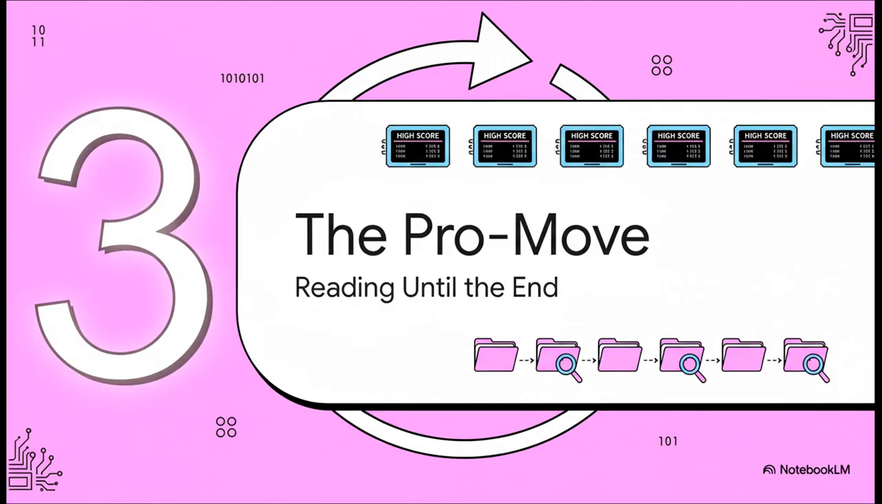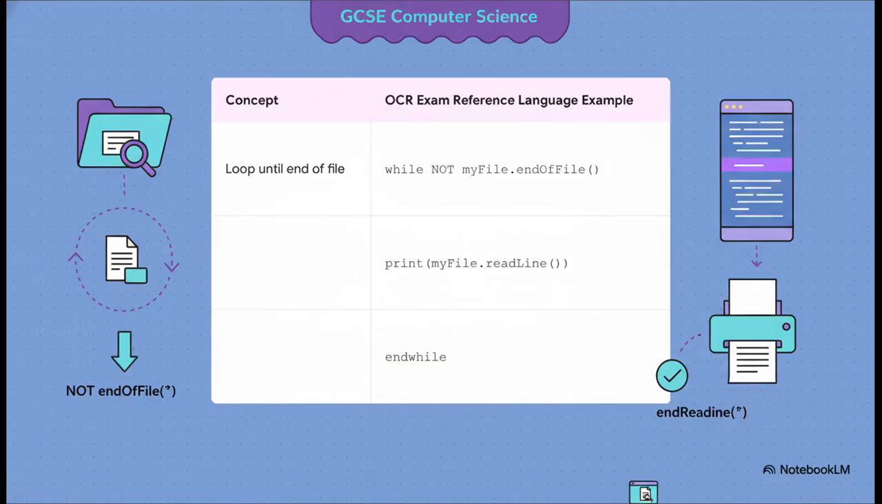Okay, so reading one line is great, but what if a file has, I don't know, a list of 10 high scores and you need to read all of them? For that, you need to use a loop. Now, this next technique is a total classic. It comes up in exams all the time, so let's make sure you have this one locked in. This is the exact code you need to remember. It's a while loop. Now, that .endOfFile part only becomes true when the computer has read past the very last line in the file. So by saying while not myfile.endOfFile, we're basically telling the program, hey, keep on looping as long as we have not reached the end yet.